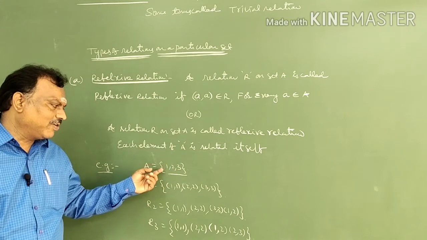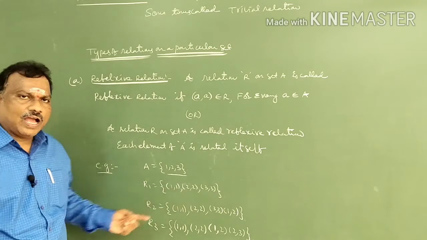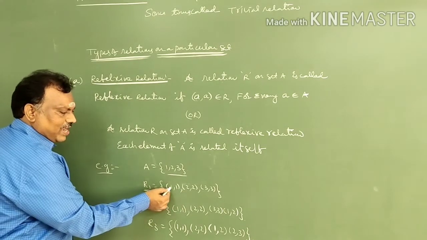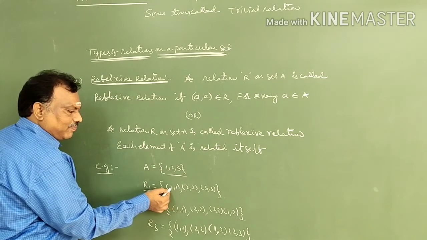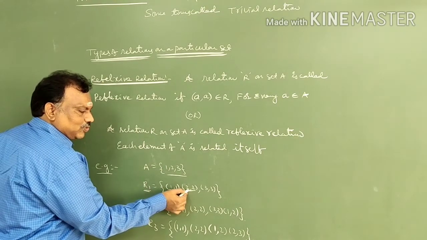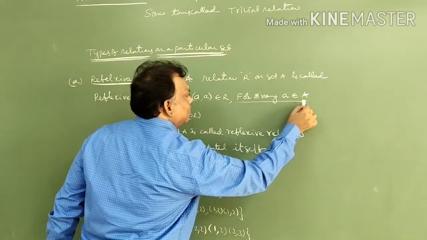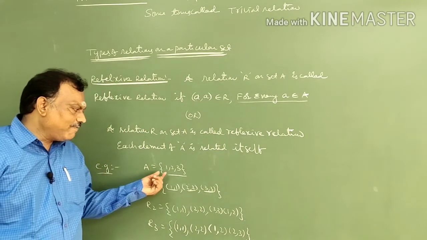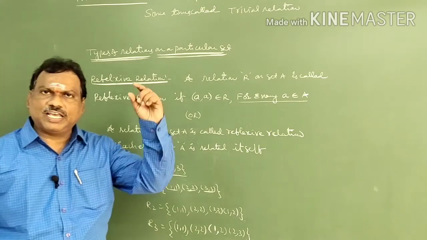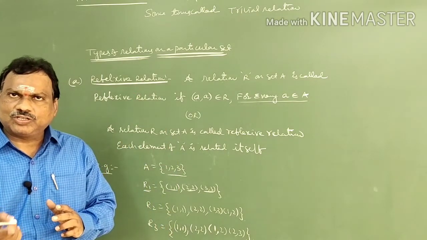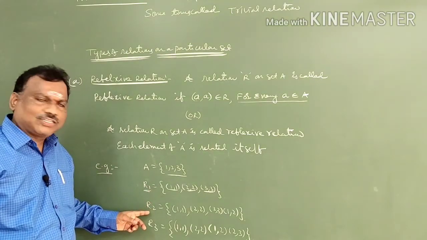You can use 1 with 1, that means nothing but ordered pairs in the Cartesian product. If you see here, in R1 each element of A is related to itself: 1 with 1, 2 with 2, 3 with 3. Remember the definition: for every small a belonging to capital A. That means each and every element in the particular set must have an image with the same number: 1 with 1, 2 with 2, 3 with 3. So R1 is reflexive.